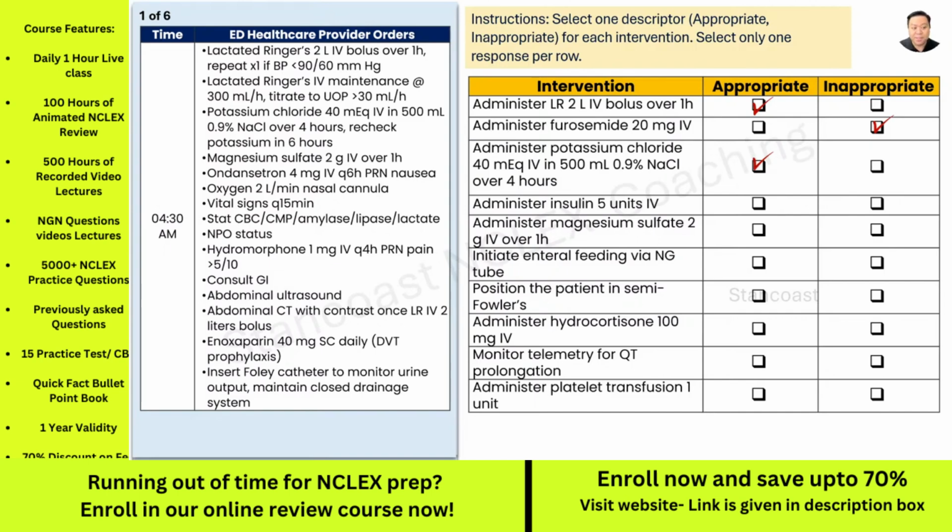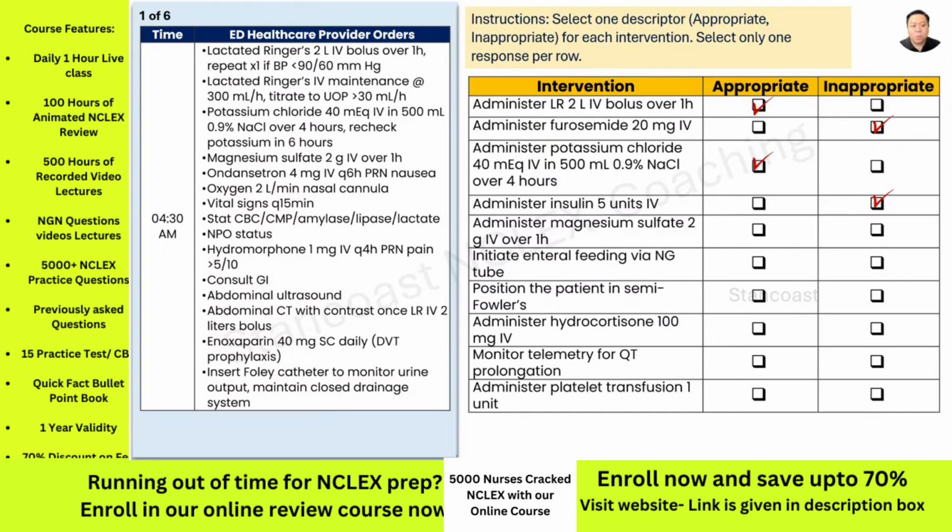It says administer insulin 5 units IV. The answer here is inappropriate. Around this time, you should hold off on the insulin administration, even though the glucose is elevated. I want you to remember the mode of action for insulin. Remember that it can cause increased uptake of the potassium from the vascular compartment. It will cause the shifting of serum potassium into the intracellular space. So this can worsen the patient's hypokalemia.